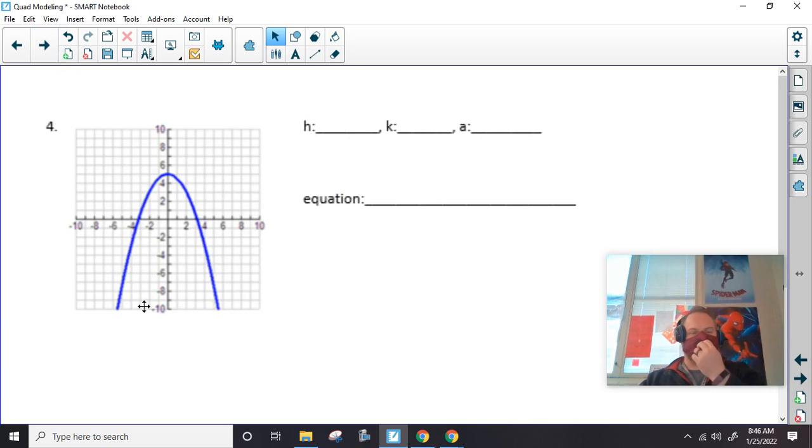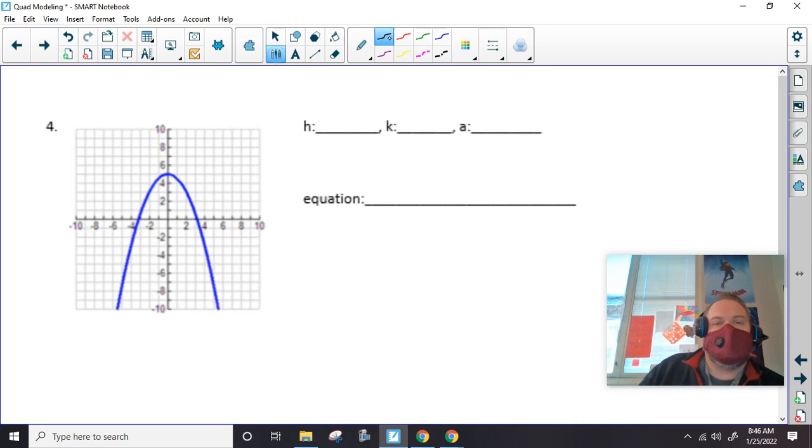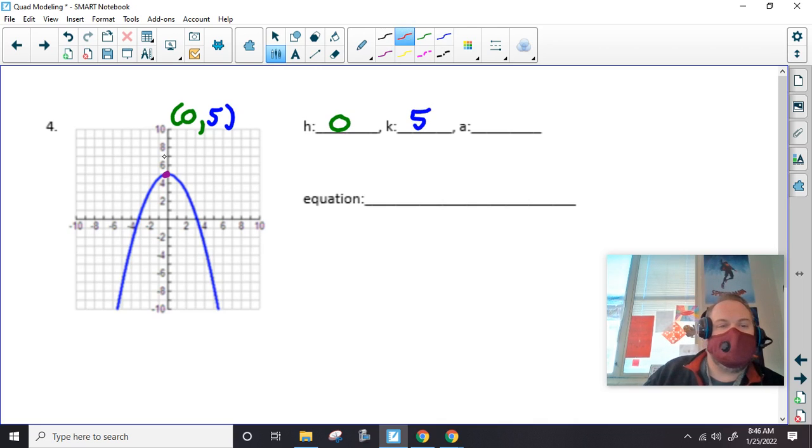All right, another graph. Here is our point, our vertex. This is actually 0 because we didn't go anywhere left or right. And we went up to 5. Okay, so 0 goes here. 5 goes here.